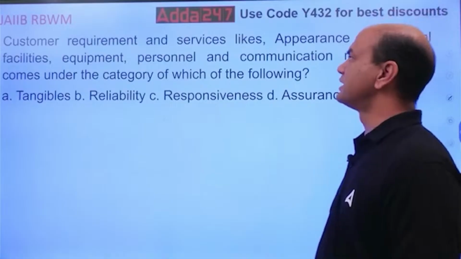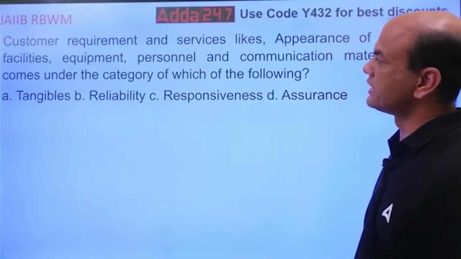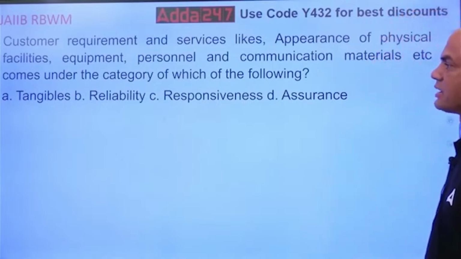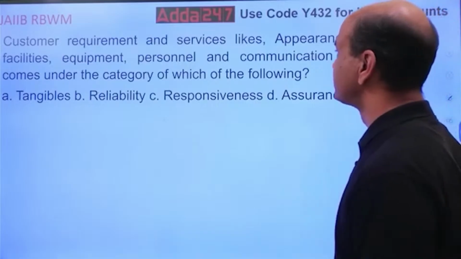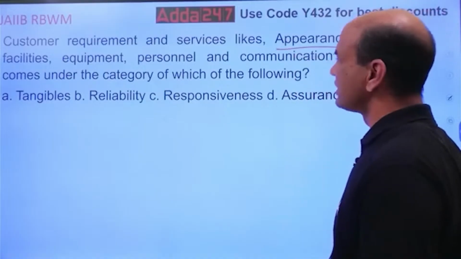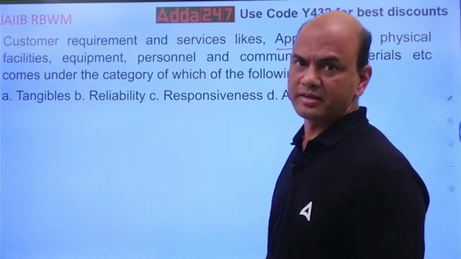Customer requirements and services like appearance of physical facilities, equipment, personnel and communication materials, etc. come under the category of which of the following? So appearance. Now what is all this? This is related to your marketing. Okay, branding.